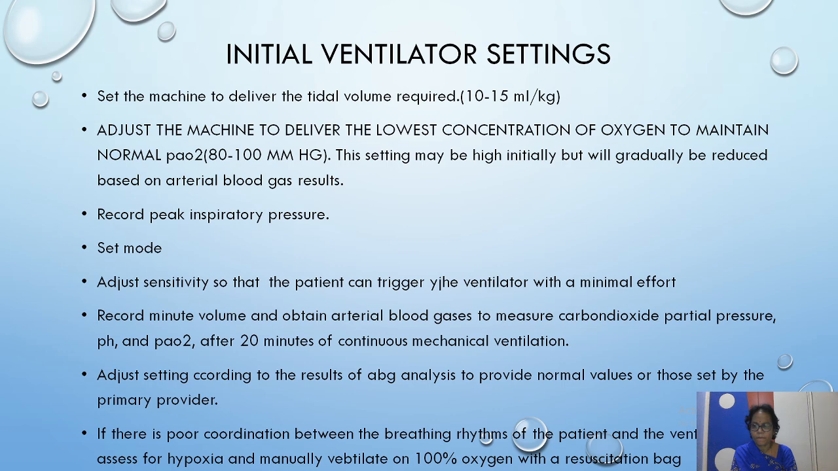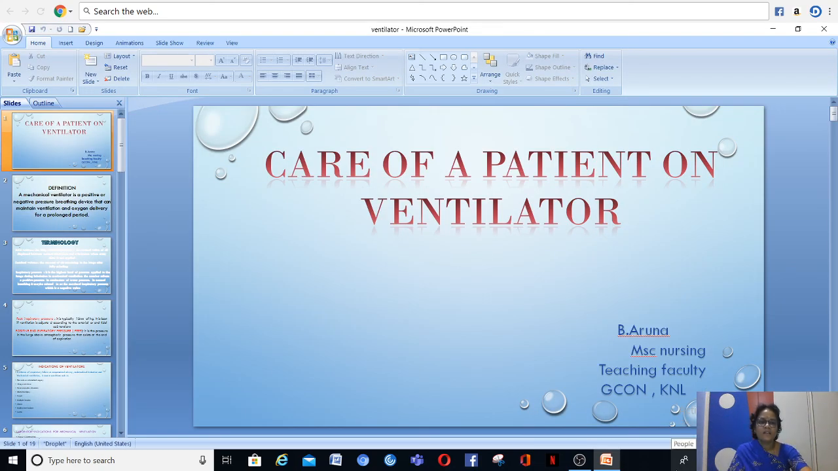If there is poor coordination between the breathing rhythms of the patient and the ventilator, assess for hypoxia, and this is a time where the patient requires 100% oxygen with a resuscitation bag. That indicates that the ventilator is not functioning, so we have to remove the ventilator and ventilate the patient with 100% oxygen with a resuscitation bag. Okay, so these are the ventilator settings, how we have to set the ventilators.